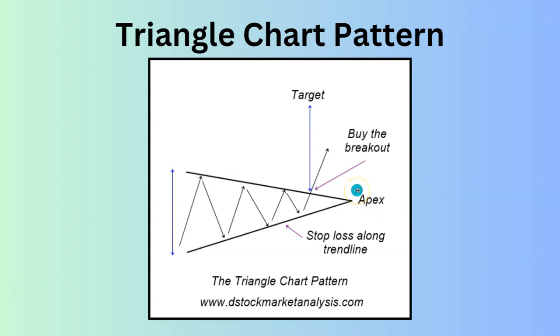Now the good thing about this triangle pattern is that it actually also gives you a time target. So usually when the pattern contracts and is about to reach the apex, you can expect a breakout. Now this is a non-directional pattern. You can either break out or break down. But if you see this triangle chart pattern appearing at a support area, most likely it's going to break out higher.